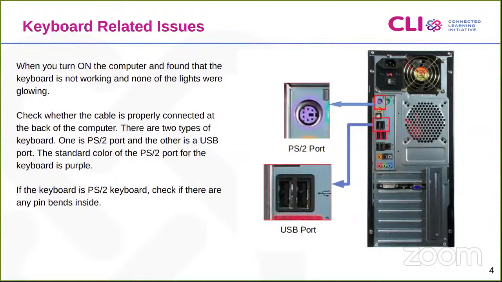If you look at the desktop cabinet, at the back you can see there are two ports, one purple and one green, as you can see in the image also. The purple one is for the keyboard. If there is a PS2 keyboard, you can connect it there. And if you have a PS2 mouse, you can connect it to the green one.